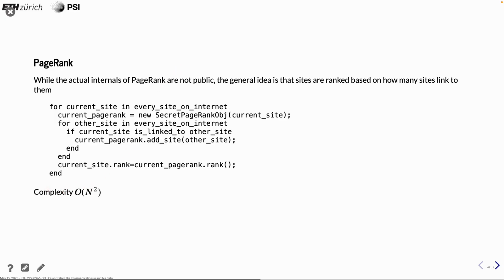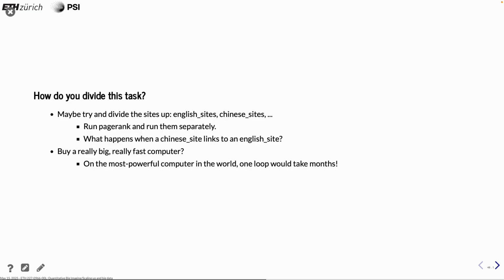The problem with this is the complexity of n squared. So it has to do n squared times the number of sites comparisons to complete. And for that, we need to divide the task, of course. We can do a division into languages, for example, and then we run the PageRank for each language separately. But what happens if we then have a crossover between the different regions? Then this approach would actually crash. And if you would run this with this complexity, it would take months to complete a single loop. And Google does that very frequently. I don't know right now how fast they do it, but they do it a lot in order to keep their databases running.